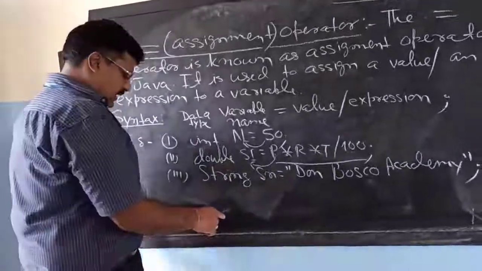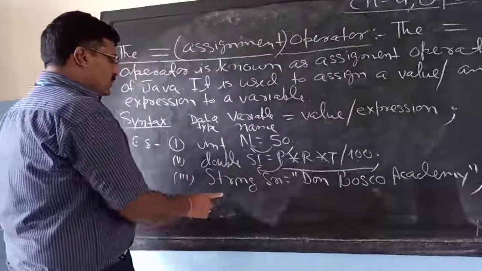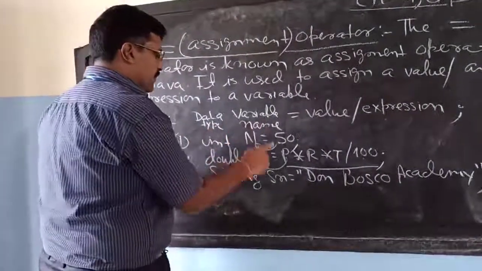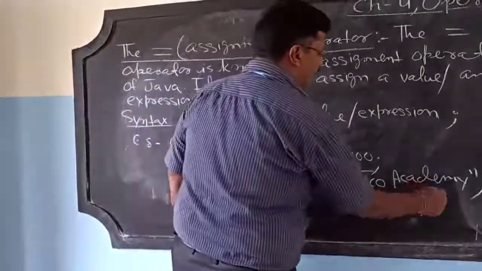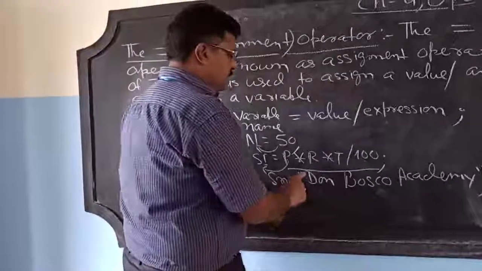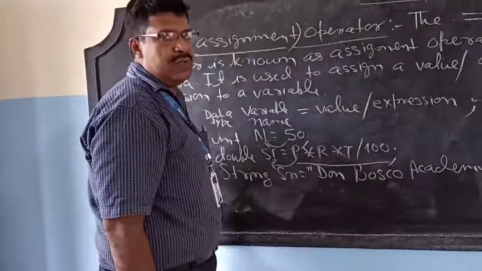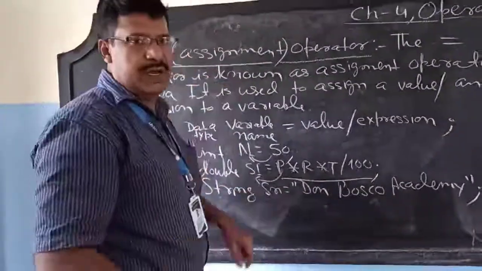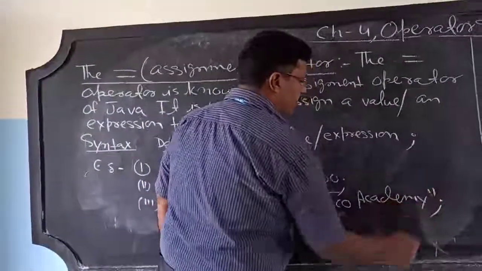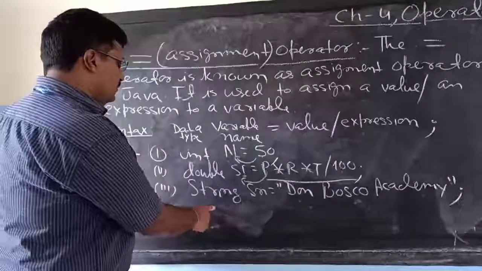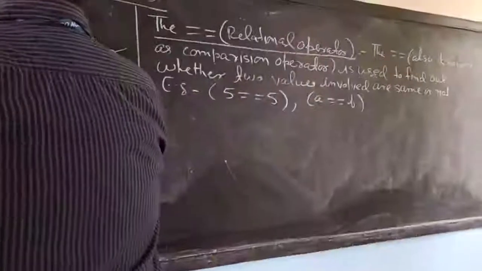Last example: String sn for school name. So data type is String, variable name sn, equal to Don Bosco Academy. This Don Bosco Academy must be within double quotes. Why double quotes? Because it is a string literal. Literal I have taught you: a literal is a set of characters enclosed within double quotes. So this value, Don Bosco Academy, will be within double quotes. So this was the assignment operator.